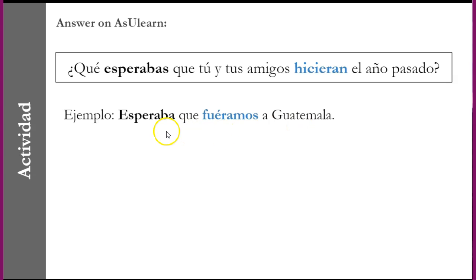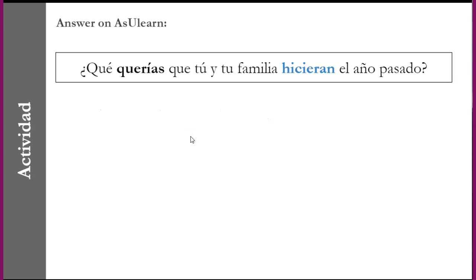So notice that you would use in Spanish, I hoped, esperaba in the imperfect, that we, and you're saying that we went to Guatemala in the past, using the past subjunctive.